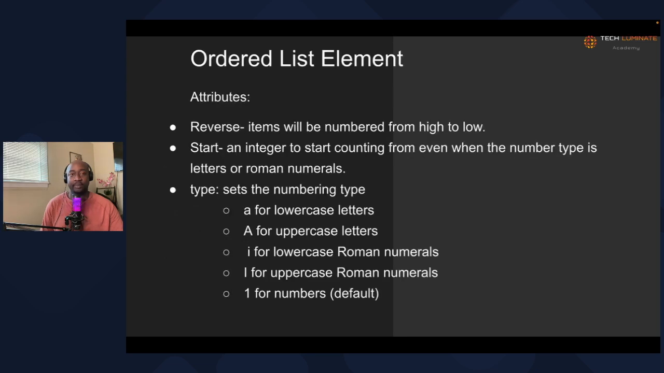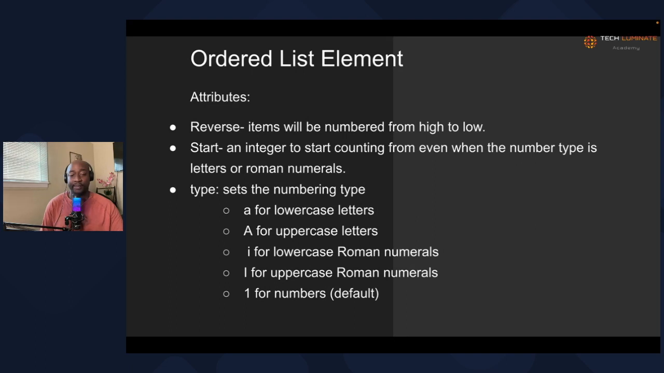The ordered list element also comes with certain attributes. For example, the reverse attribute. You can list out items numbered from high to low. The start attribute, an integer. You can choose to start counting from, for example, 4. You can start counting from 4 if you want, or 3 if it makes sense for your list. Even when the number type is letters or Roman numerals, you can start counting from that letter, or you can start counting from that Roman numeral.